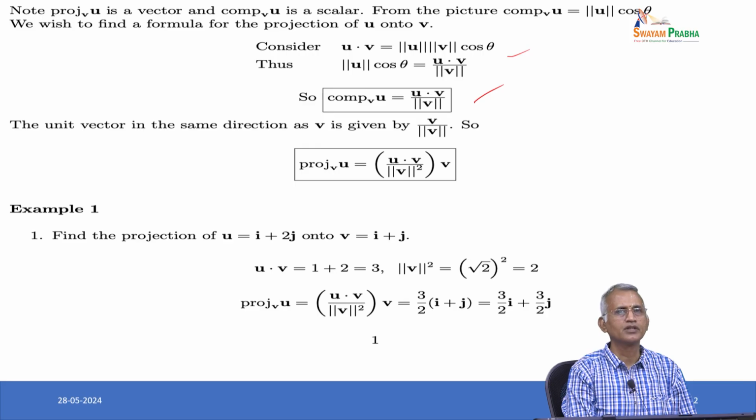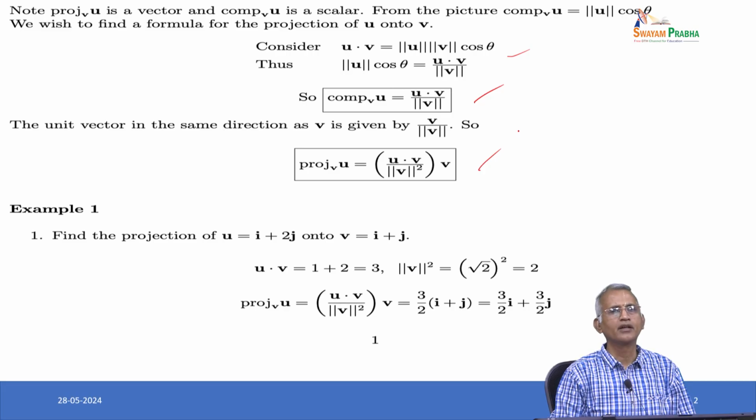So, the projection of u over v is equal to what? The inner product u dot v by norm v square, times v. This is the definition of the component of u and the projection of u. The component of u is simply u dot v by norm v, whereas the projection of u over v is nothing but the inner product u dot v by norm v square, times v.